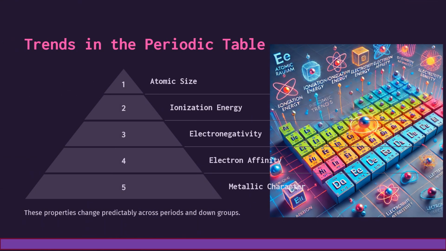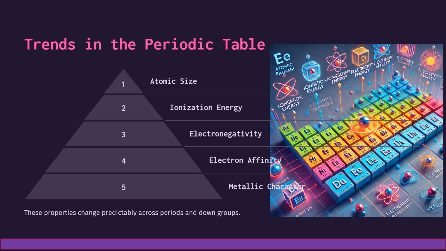Next are the key trends in the periodic table. Atomic radius is a measure of an atom's size, influenced by the distance between its nucleus and the outermost electrons. Across a period, it decreases due to a stronger nuclear attraction pulling electrons closer. Down a group, the radius increases as new electron shells are added.